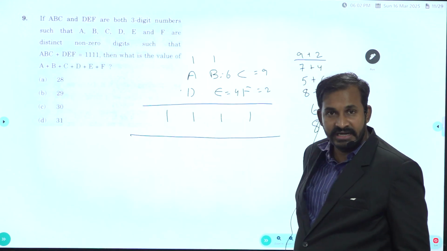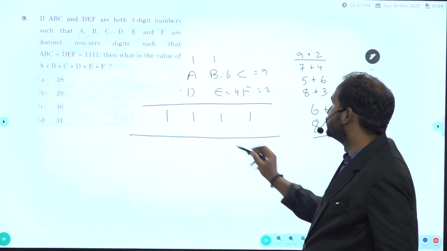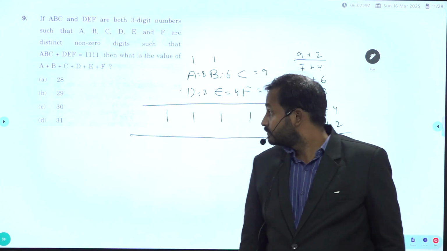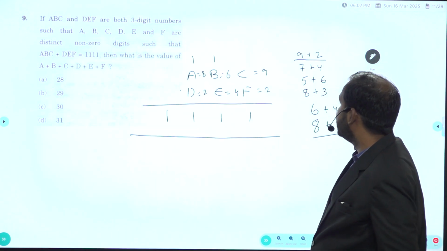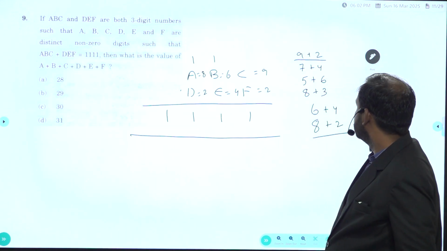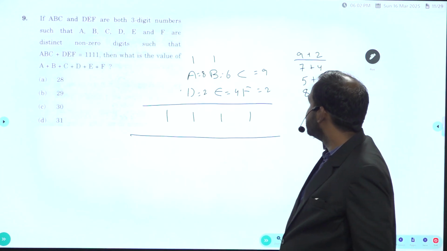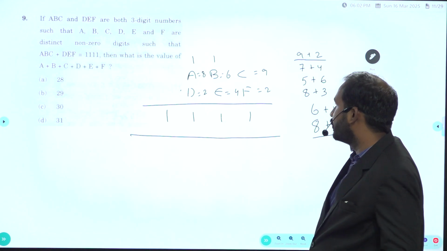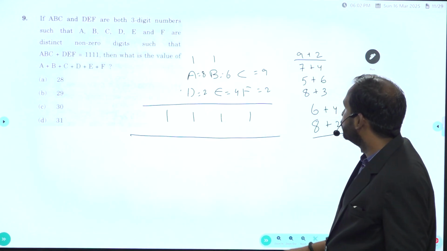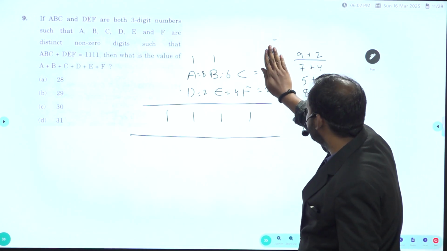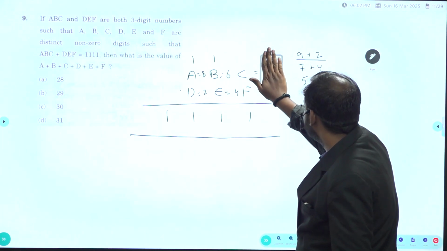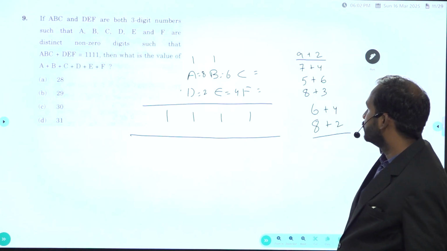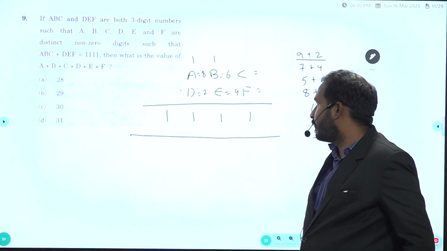Now once again A and D I have. What is the other chance? Sum should be 10. So 8 and 2. But can I take 8 and 2 here? No. The reason is distinct digits. I cannot take 8 and 2. Now tell me, what are the values I can take now? If I take 8 and 2, it is not at all possible for me.